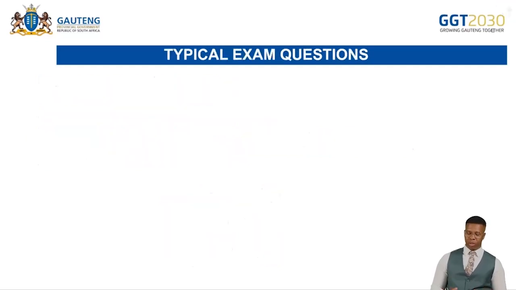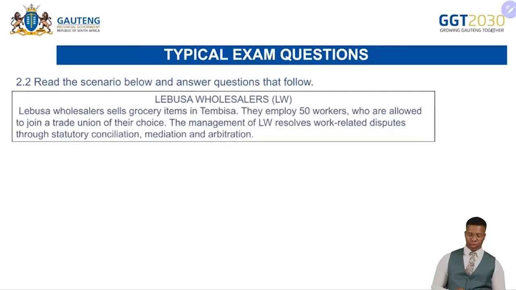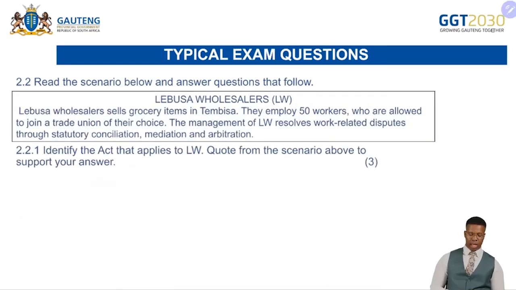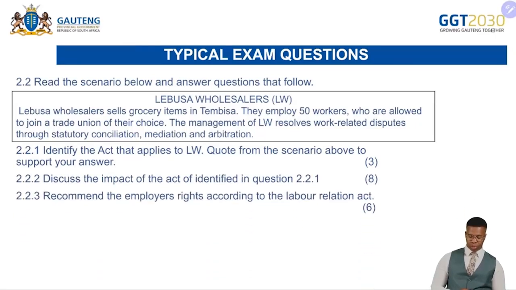Now let us look into another typical exam question. 2.2. Now you read the scenario below and answer questions that follow. We have the scenario there, 2.2.1 and 2.2.2. Then you have 2.2.3. Now that is your scenario over there. The instruction is 2.2. Read the scenario below and answer questions that follow.